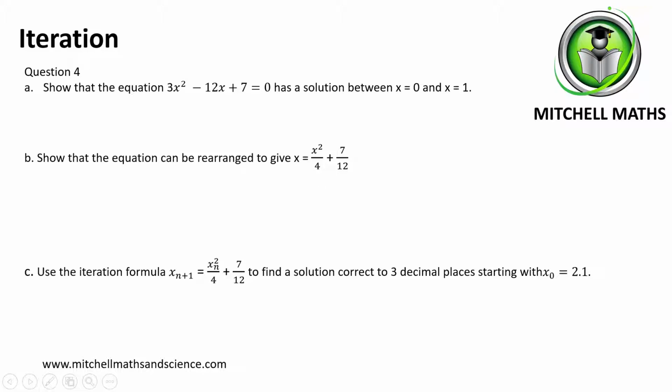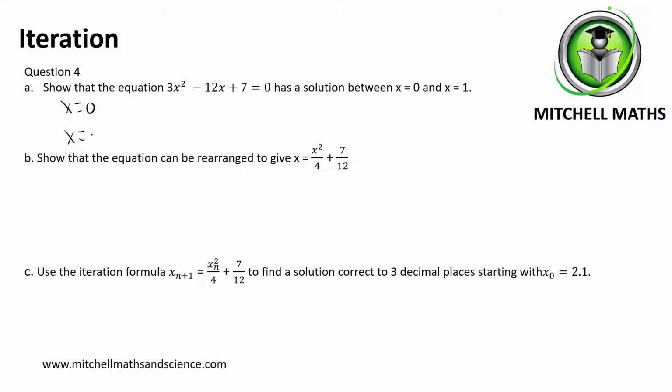And for the final question, this is sort of a series of questions that comes up quite often in iteration. The first question is simply showing that a solution is between two values. In this case, it's x equals 0 and x equals 1.